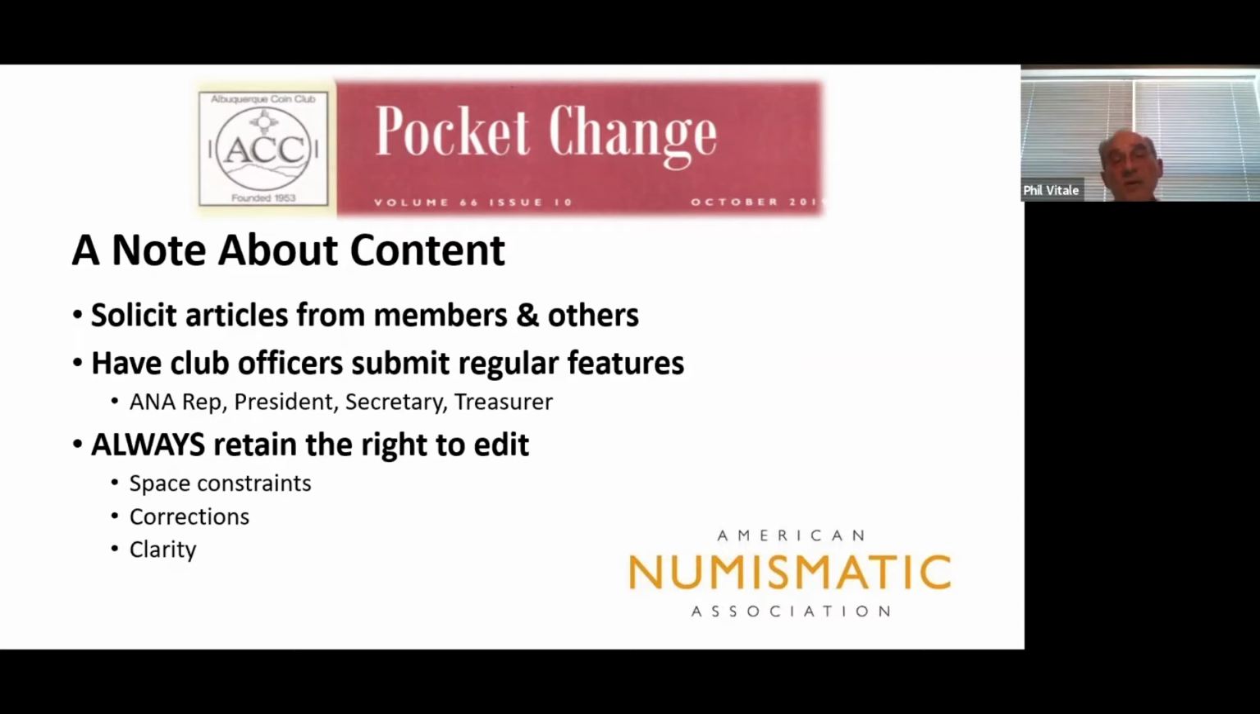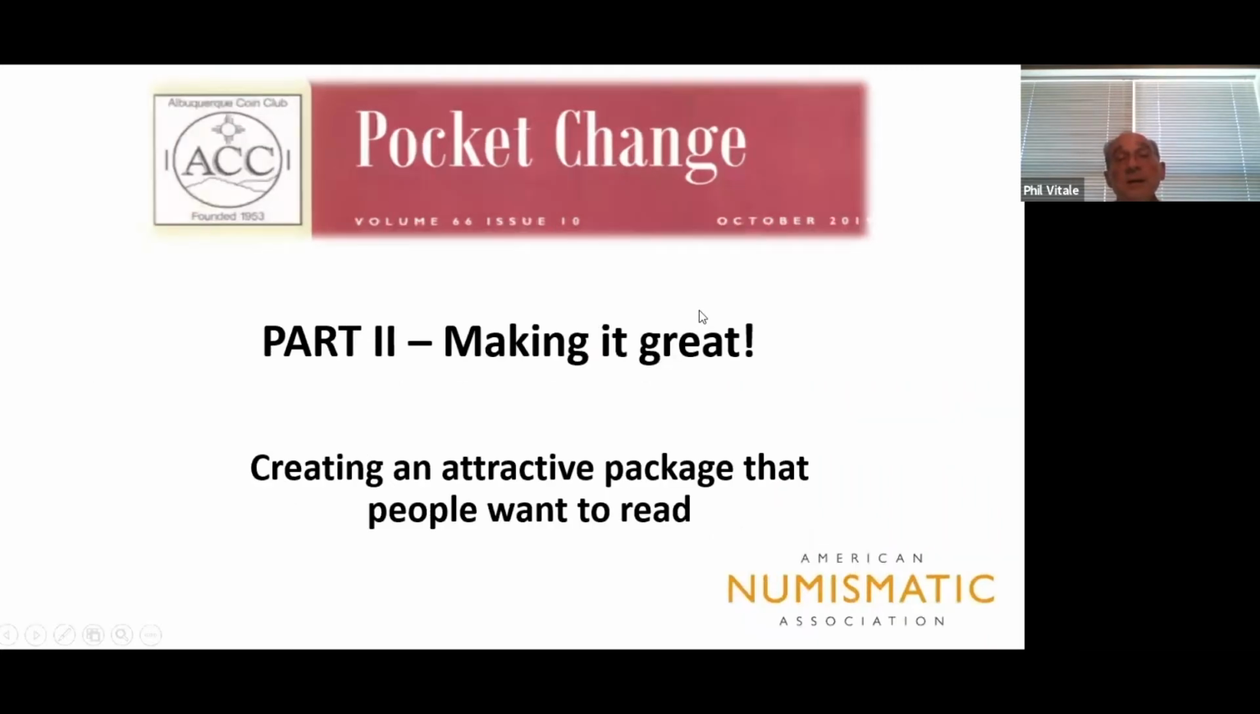It's really important for you newsletter editors out there to retain the right to edit. I've had people say, I'm going to give you an article, but you can't change a word. And I said, no, Joe, you need to understand. I have space constraints. I have to make corrections. Sometimes things aren't too clear. And I have to tell you the truth, some of our members almost appear to write in a different language than English, and you have to transform what they write into real sentences.